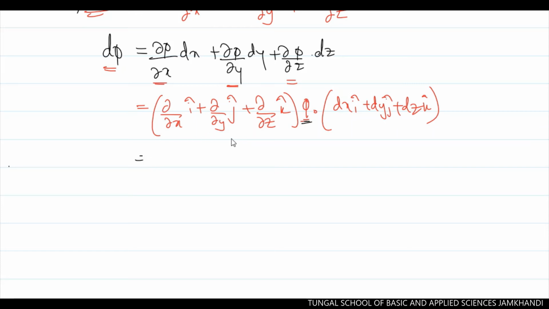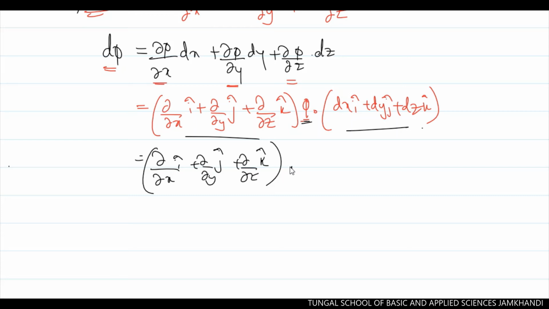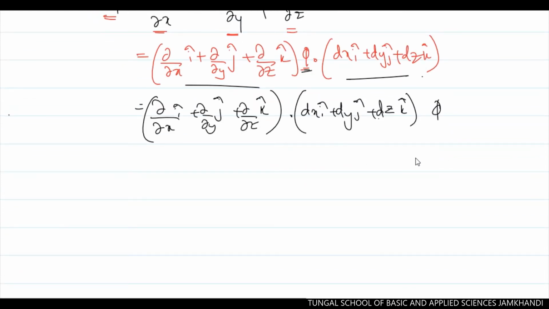If I write only the vectors, this one is one vector, this one is another vector. So if I take dou by dou x of i cap plus dou by dou y of j cap plus dou by dou z of k cap here, and then take a dot product of this with the dr vector, that is nothing but dx i cap plus dy j cap plus dz k cap, right? The scalar function has no effect on the dot product of two vectors. So this is nothing but the total variation d phi.